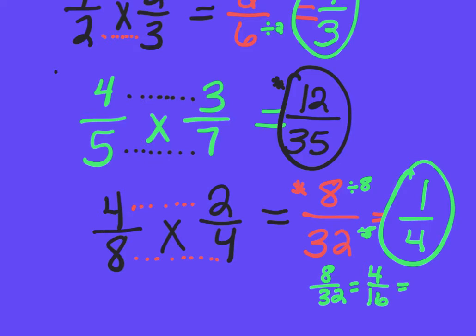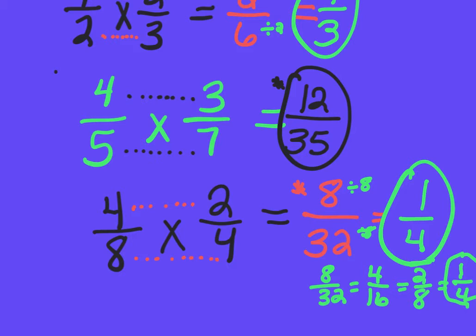And then I would notice those are both even. 2 will go into 4 2 times. 2 will go into 16 8 times. And then I notice those are both even. 2 will go into 2 1 time. 2 will go into 8 4 times. Either way, whether you start with the largest number possible or the smallest number possible, if you get it as low as it'll go, your final answer should be 1/4.